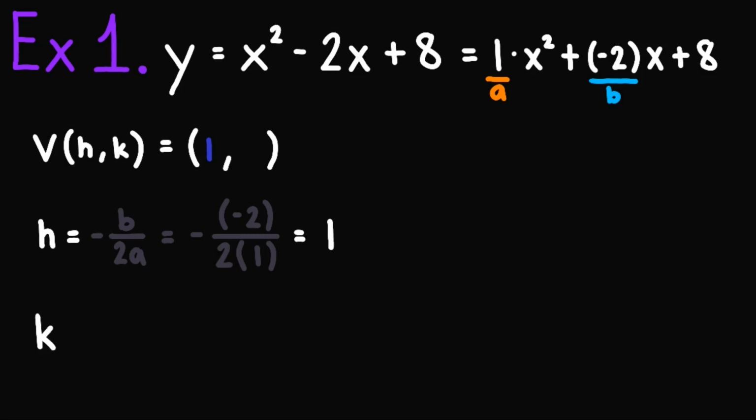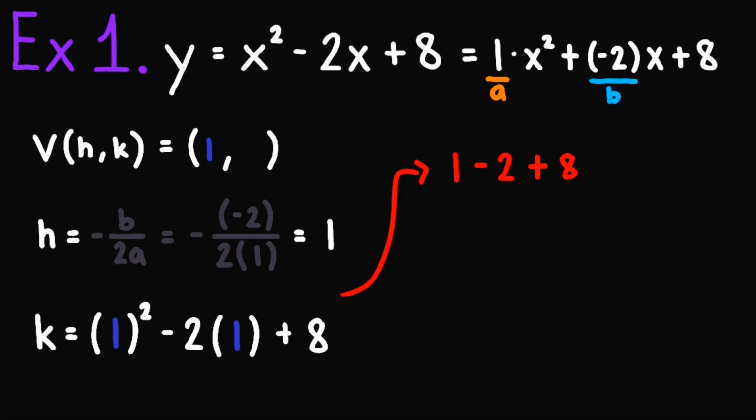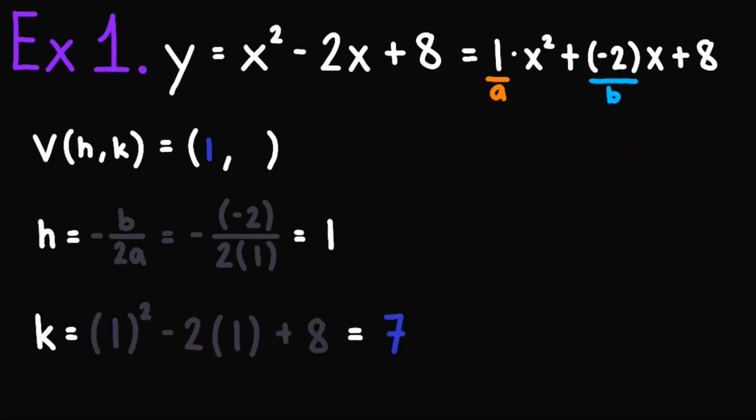Next, we obtain k, the y coordinate. We obtain this by taking note of the x coordinate h, so 1 out here, and plugging it into our equation. So we'll have 1 squared minus 2 times 1 plus 8. This simplifies to 1 minus 2 plus 8, which is equal to 7. So we have k to be 7. And so we now have our vertex to be the point (1, 7).